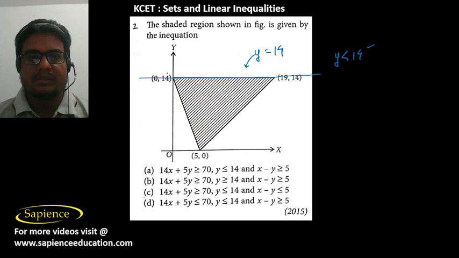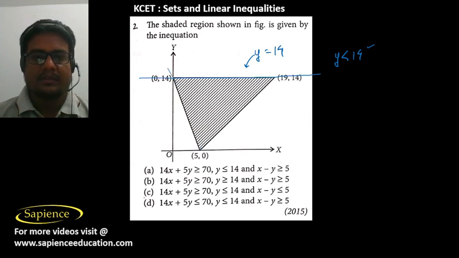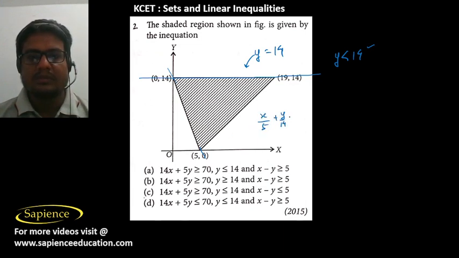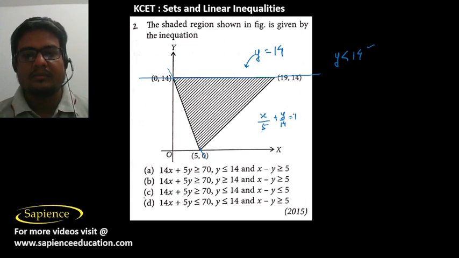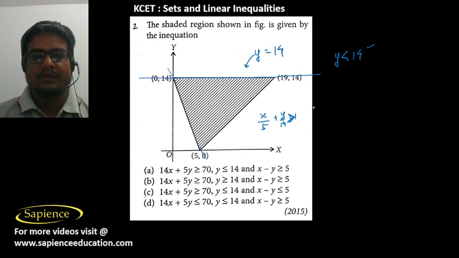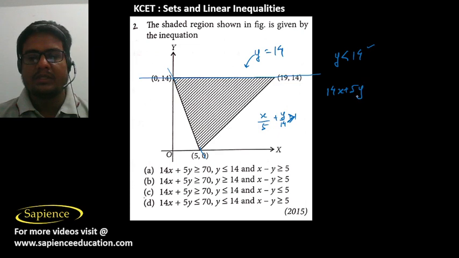And this straight line has y intercept 14, x intercept 5. So it will be x by 5 plus y by 14 equal to 1. If we put 0, 0, that is coming less than 1. So this should be greater than 1. That 0, 0 will not satisfy. So this inequality is 14x plus 5y greater than 14 into 5, that is 70.